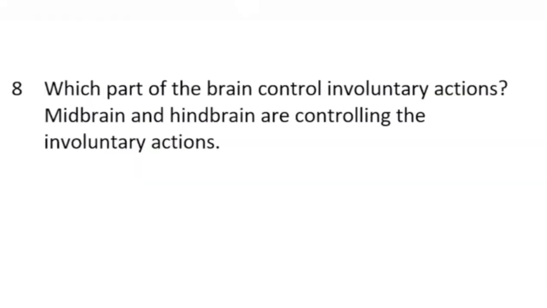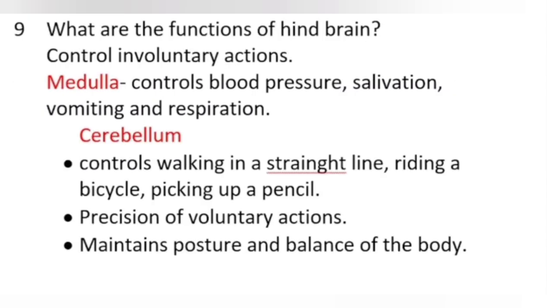Which part of the brain controls involuntary actions? Midbrain and hindbrain are controlling the involuntary actions. What are the functions of hindbrain? Though hindbrain has got 3 parts, cerebellum, pons and medulla, in the textbook we are not studying the function of pons. Actually, it is a connecting area. So basically, hindbrain is involved in involuntary actions.